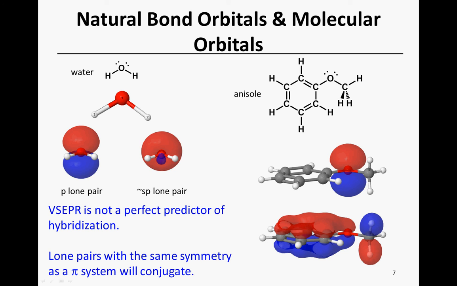And one of the huge takeaways from this slide is that VSEPR isn't perfect. It's a pretty good first step, but in any case where there's a lone pair adjacent to a pi system, VSEPR is not going to do a great job of predicting the location of those electrons at all. You really need to be thinking about the fact that a lone pair next to a pi system is going to conjugate, and you're going to get some electron overlap from that p orbital into the aromatic ring.